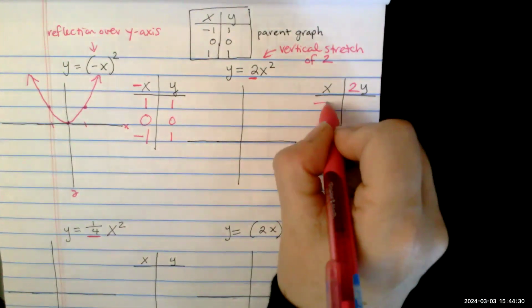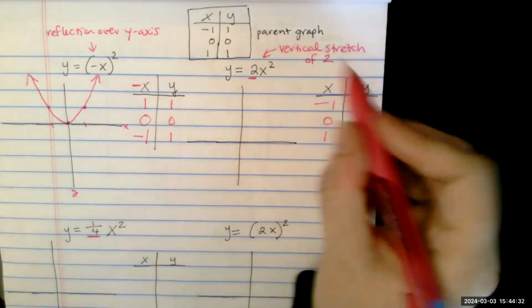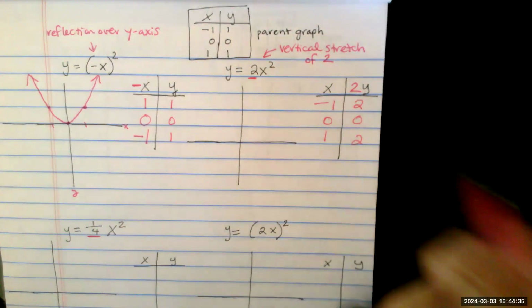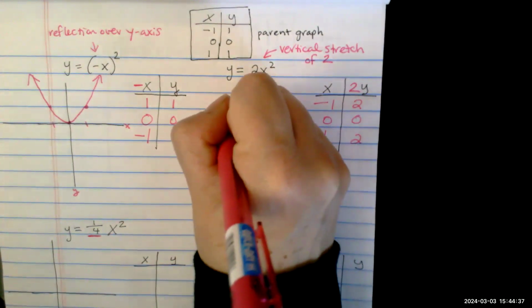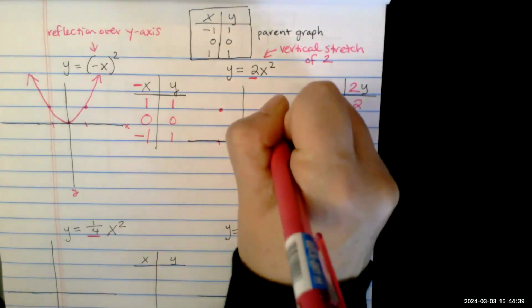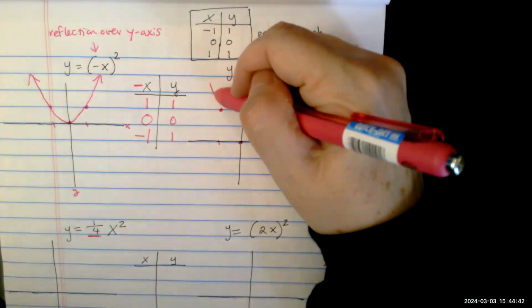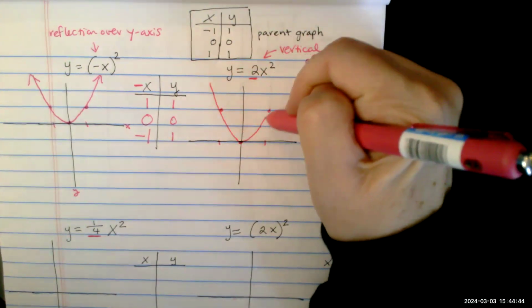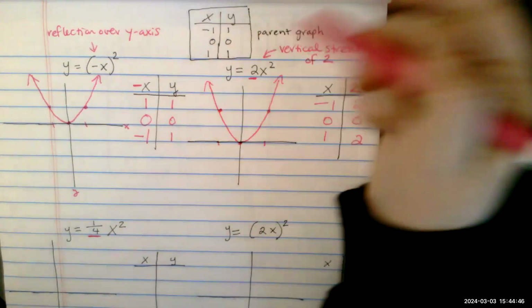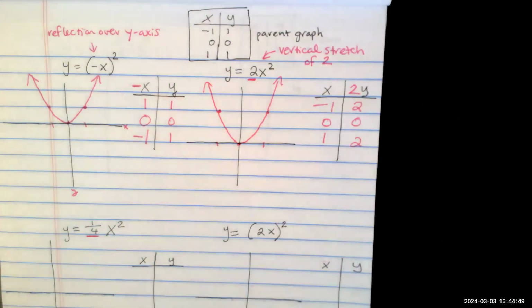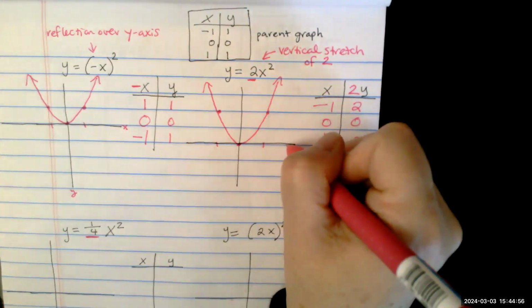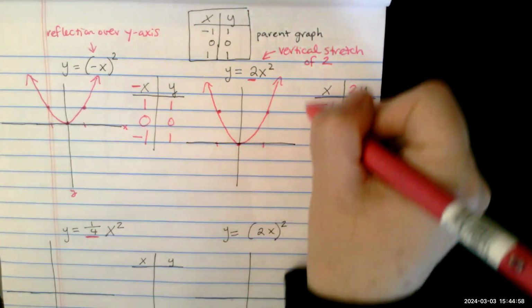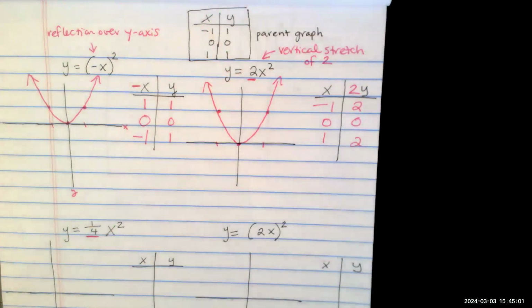So x's are staying the same. Y's need to be multiplied by 2. So -1, 2, 0, 0, 1, 2. Again, we have our same old parabola, but do you see why it's called a stretch, a vertical stretch? Because up and down, it kind of stretched a little faster or kind of made it skinnier, right? Because it's going to go 1, 2, and then it'll be 2 instead of 4, it'll go 2 all the way up to 8. So basically, it's going to get higher faster.